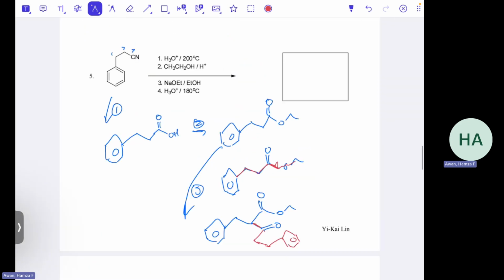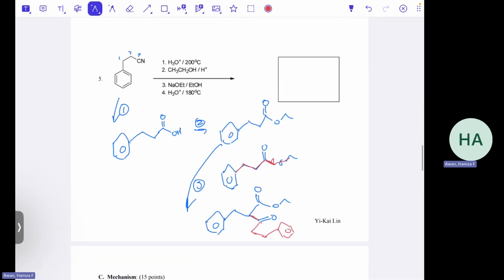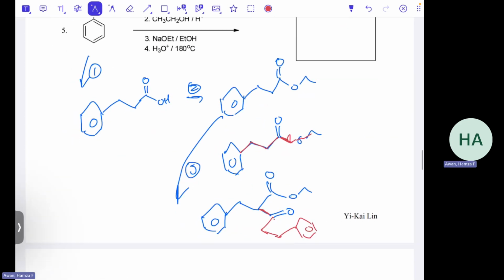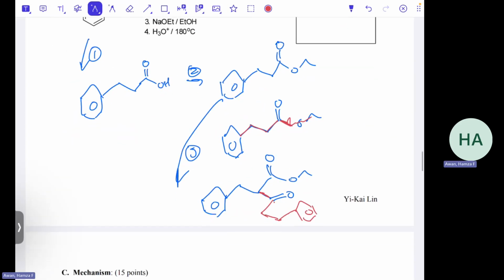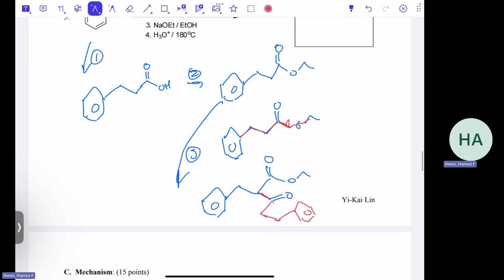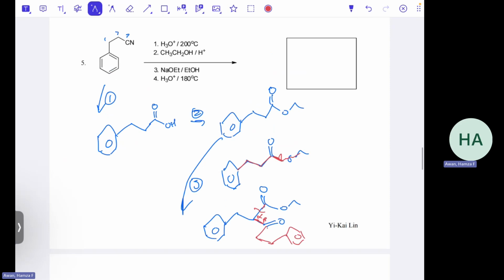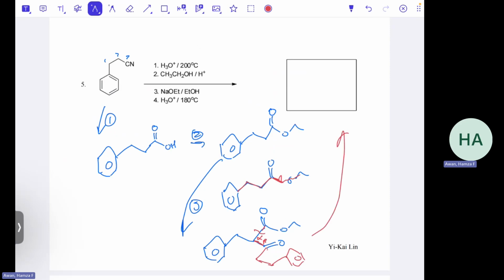And then for step 4, H3O+ at 180 degrees Celsius, this is going to cleave off the ester. So we have the beta keto ester, which means that from this ester position, we have alpha right here, and then the beta, and on the beta carbon, we have the ketone. So this H3O+ is going to cleave before the alpha position, and that's going to cleave the ester off. So at the end, the final product is going to be a ketone.